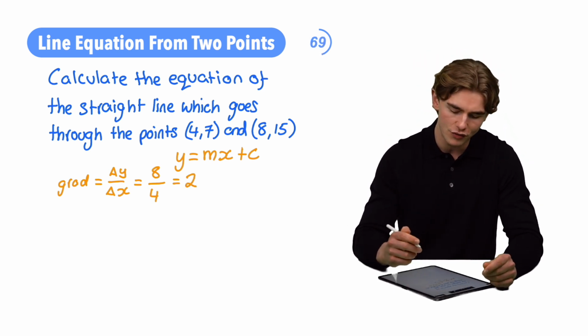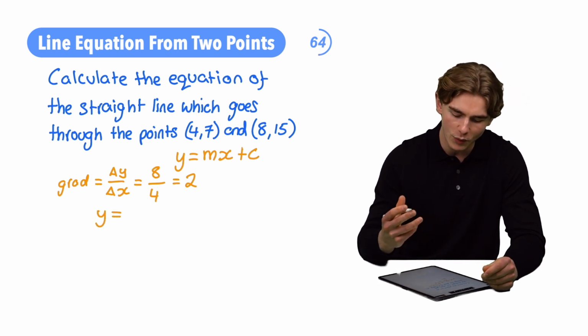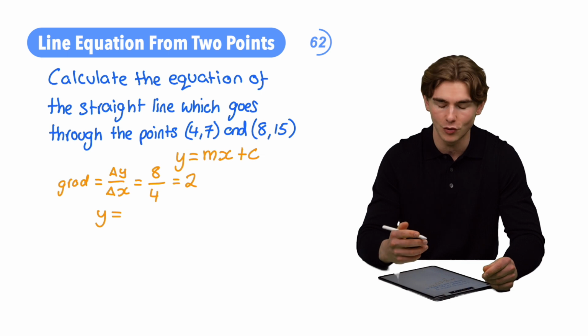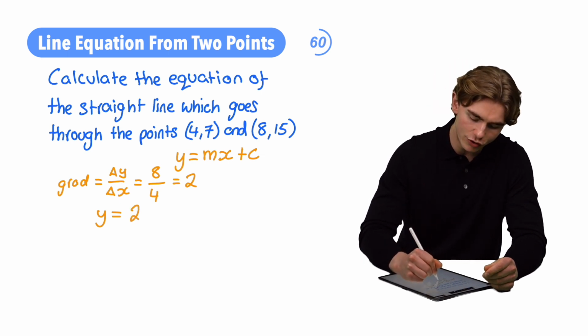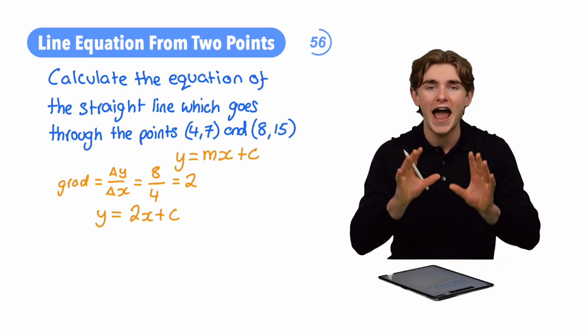We found the value of the gradient. So we can rewrite the equation of our line, y equals mx plus c. Now we know the value of m. The value of m is going to be 2. So we can write this as y equals 2x plus c. Now, where do we go from there? We need to find the value of c. How are we going to do it?